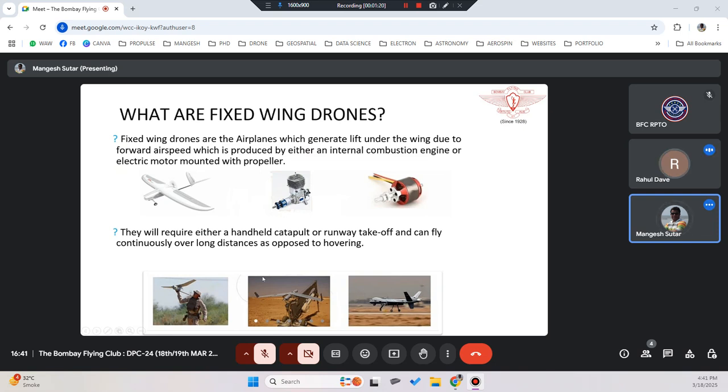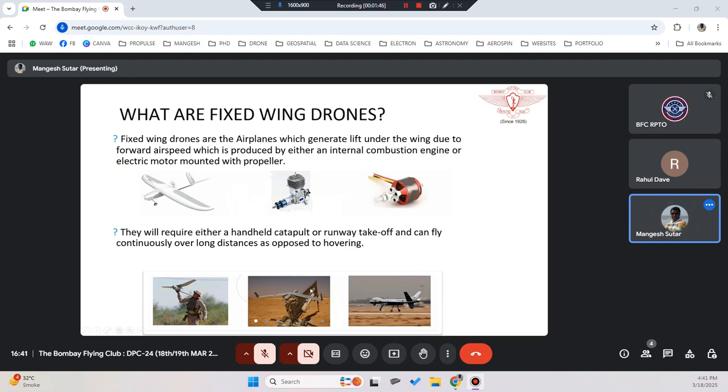But any of these aeroplanes or airplanes will always need to fly continuously. It cannot stop, it cannot hover. That's one of the limitations of the fixed wing. But as these airplanes are required to cover a larger area and larger distance, it's okay for this.